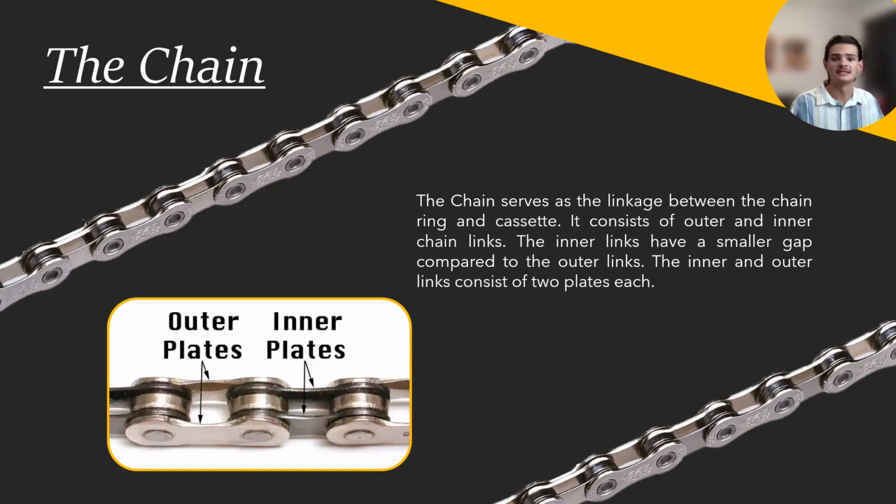The chain serves as a linkage between the chainring and cassette. It consists of outer and inner chain links. The inner links have smaller gaps compared to the outer links. The inner and outer links consist of two plates each.